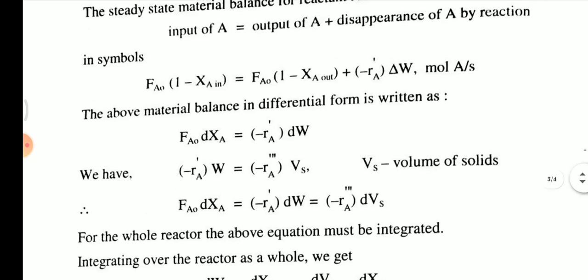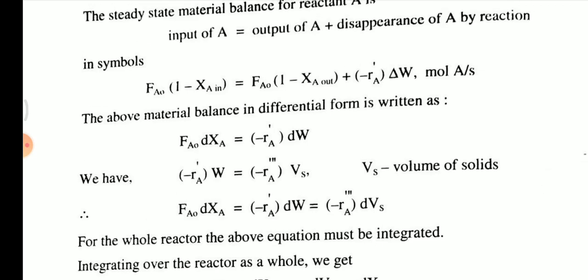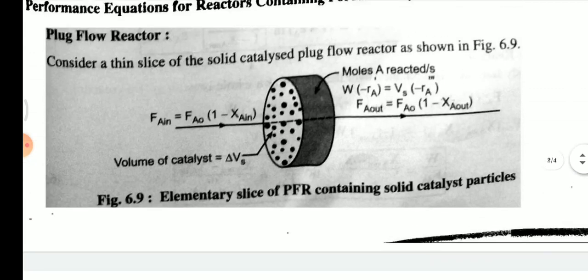So we have the values of Ra dash W is equal to Ra double dash Vs, where Vs is volume of solid. So from this we can write in place of dW: Fa0 dXa is equal to minus Ra dash dW is equal to minus Ra double dash into dVs, which we considered at the beginning.